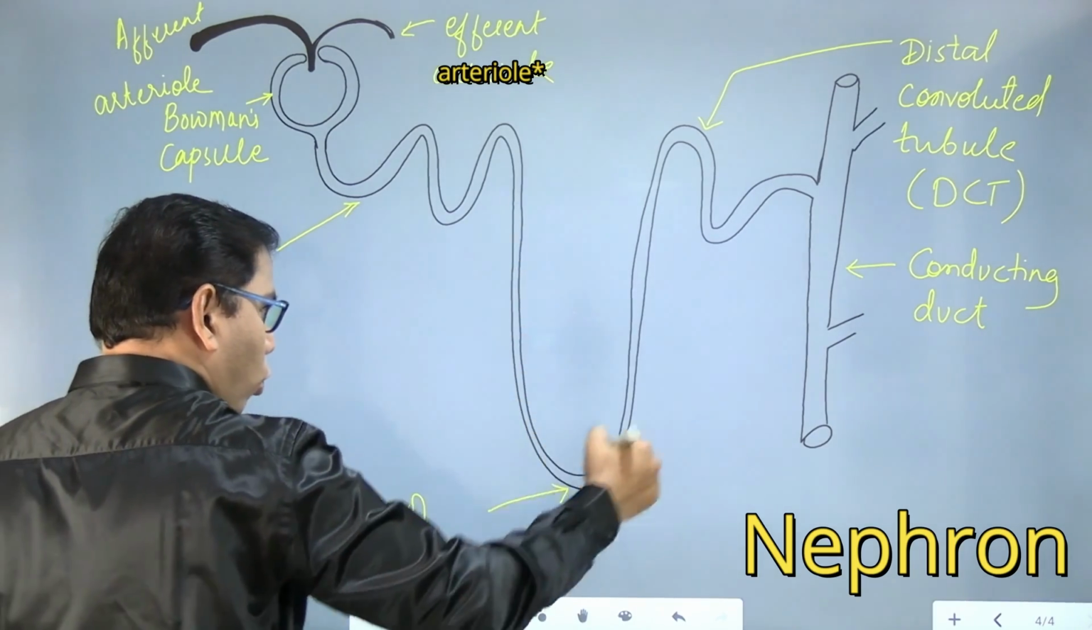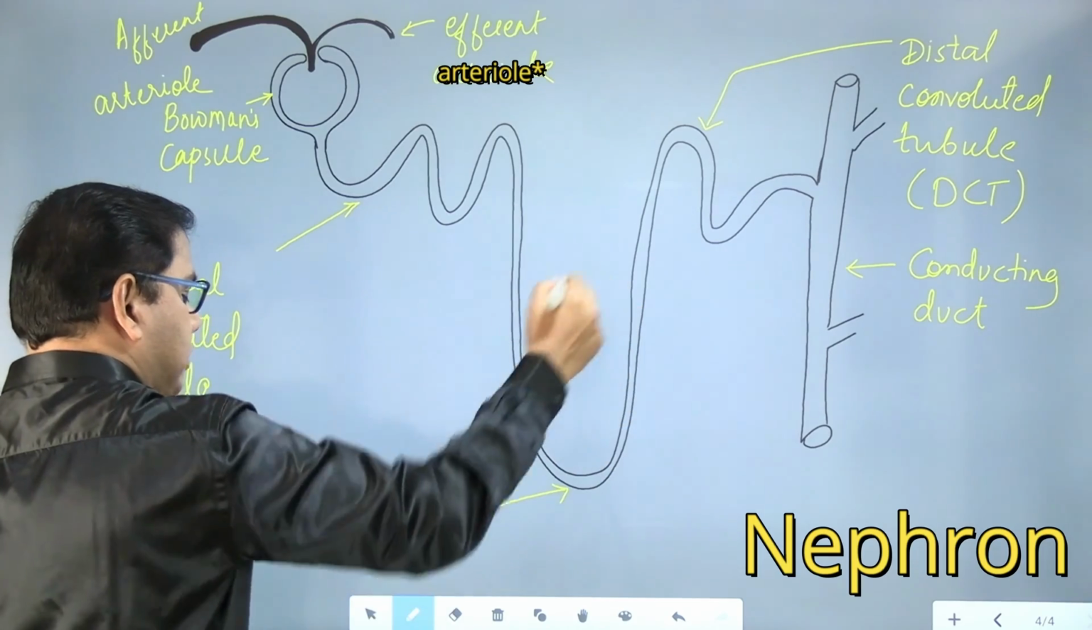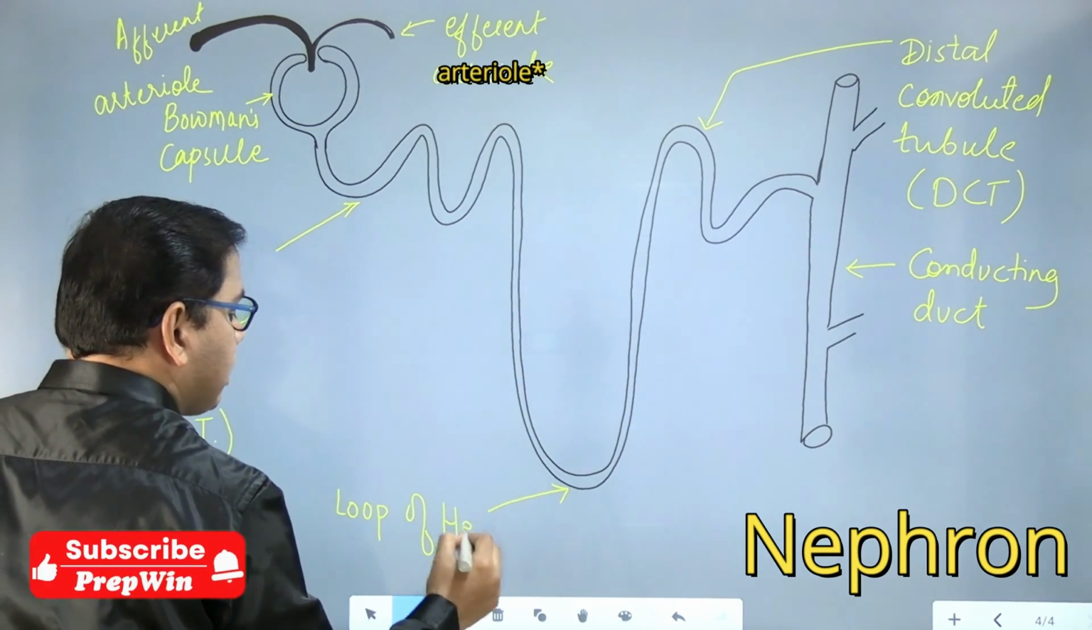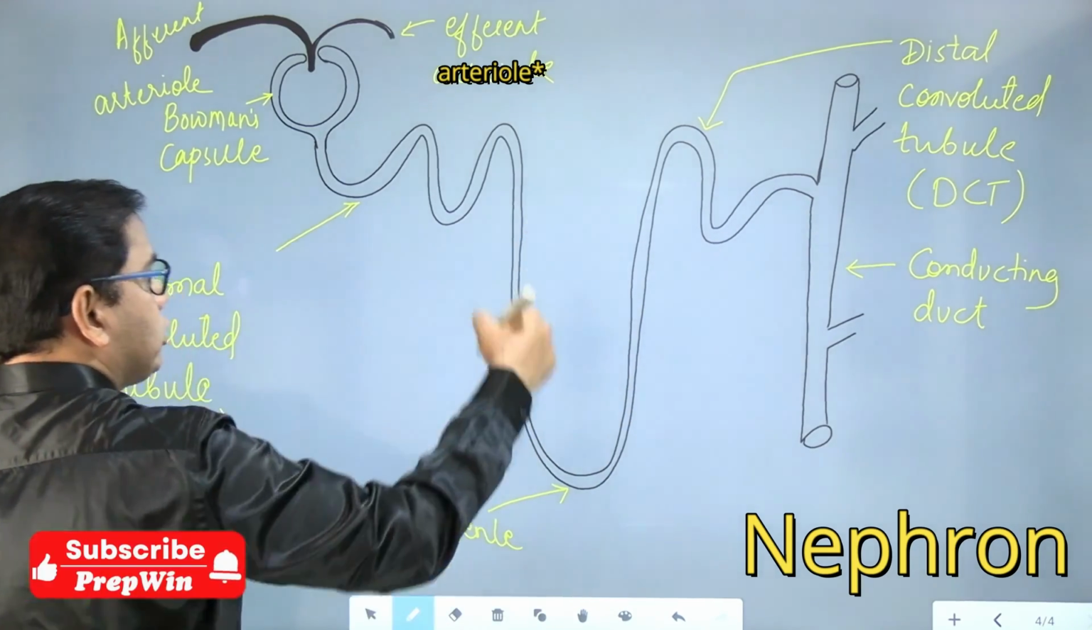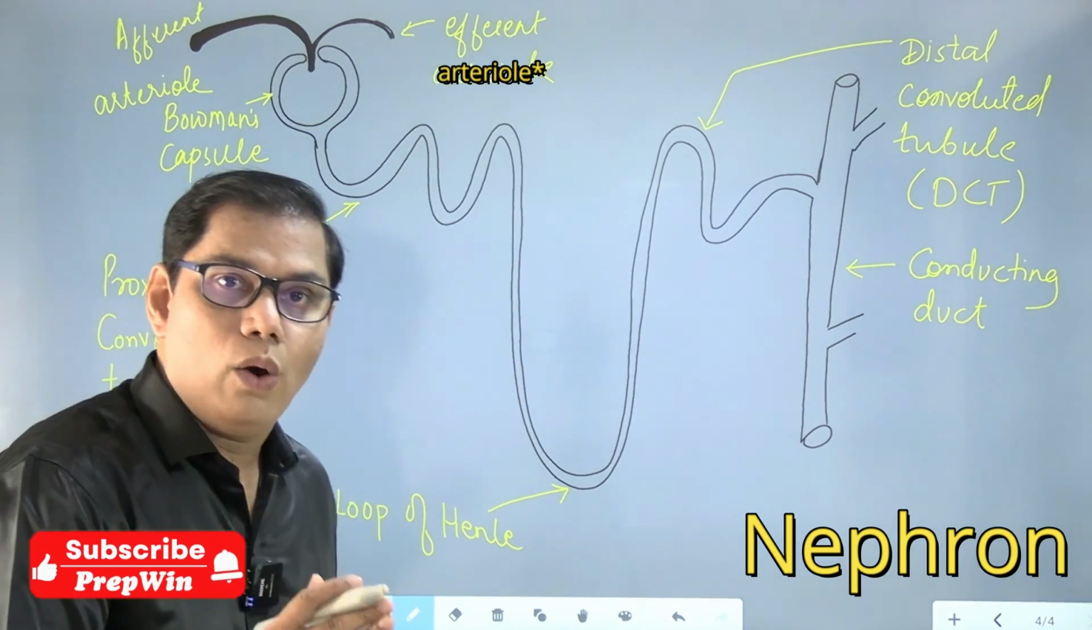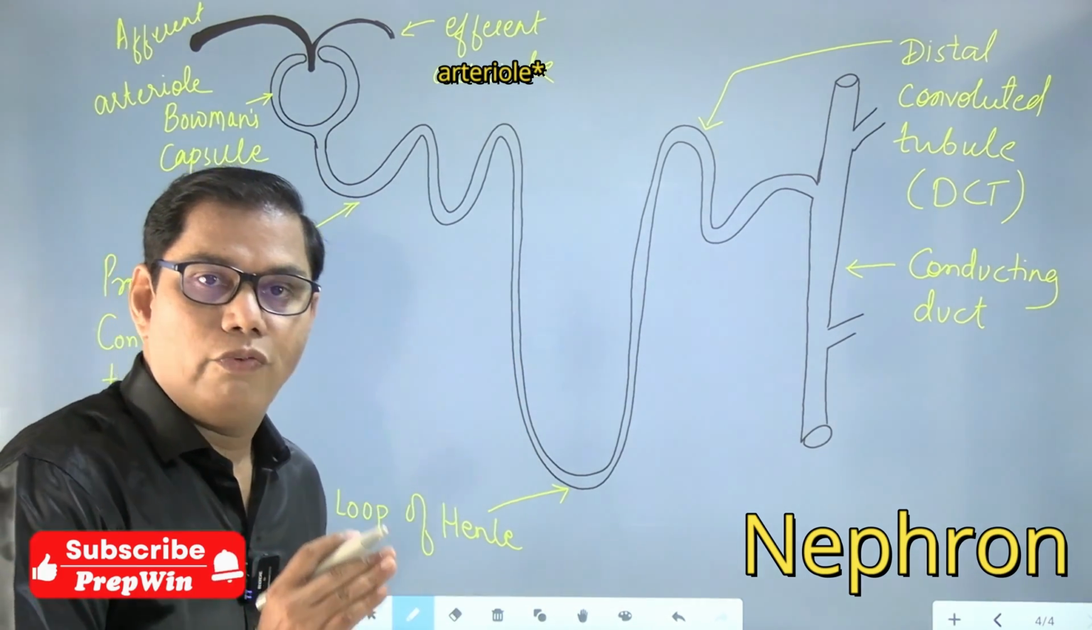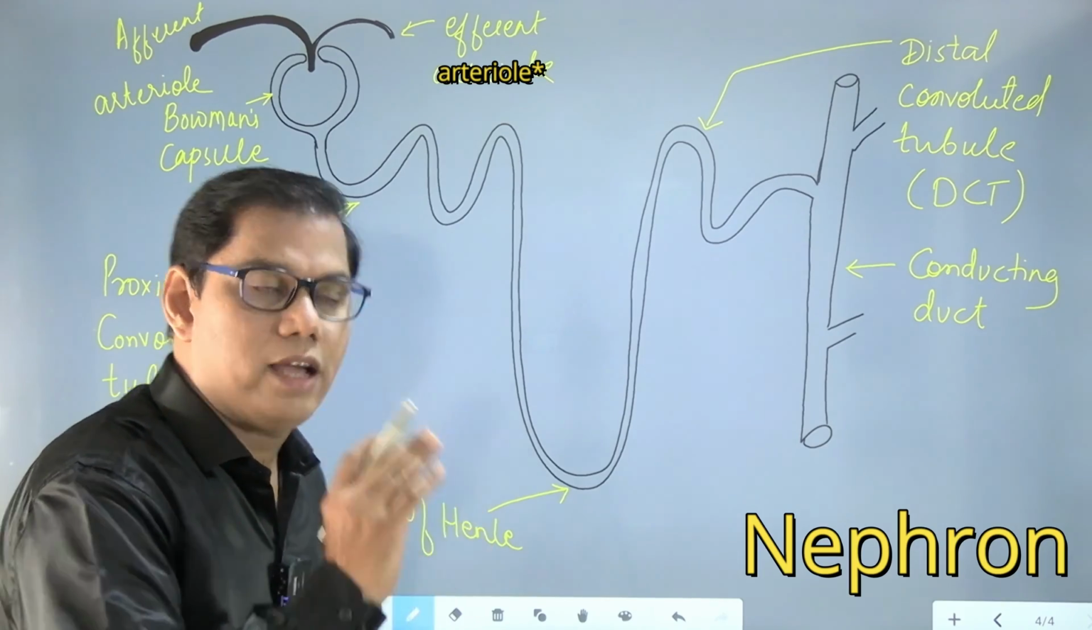You can see this loop because of this pin-like structure. It is called a loop and was discovered by Henle. So it is called the loop of Henle. Now comes the difficult part. For this part you can use the thick pencil.